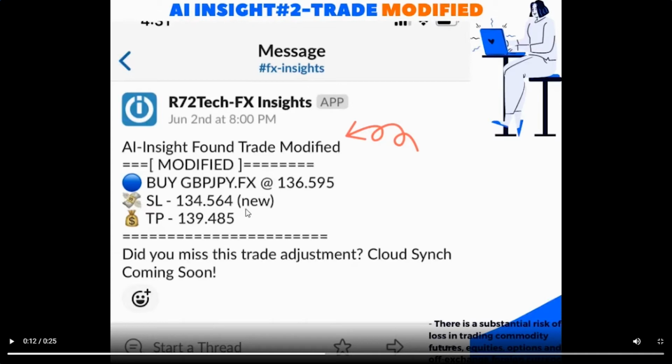So the algorithms, once an AI insight is found and the algorithm shares that AI insight with you, its job is not done. Within the algorithm, it is continuously analyzing market data and continuously working that trade and managing that trade. So there are other factors that can trigger one of these modification adjustments, and in this case it's for the stop loss, and it will say new and it will give the new stop loss level. Okay, so let's look at the next AI insight.